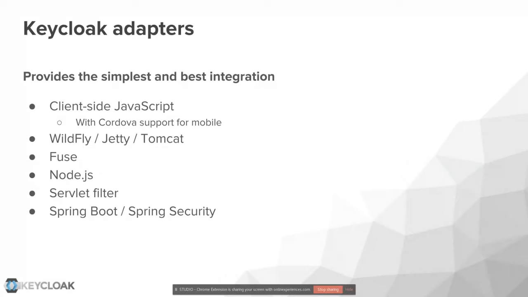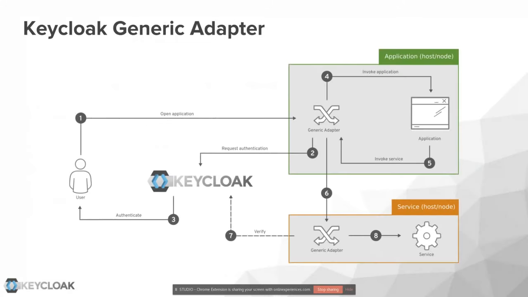Now, okay, so what do you do if we don't provide any adapters for you? Well, then we have the generic adapter. The way that works is that it sits as a separate process on the same host as your application and your service. We can see from this diagram that on one host we have the application, and alongside it, the generic adapter process. And then on a different host, we have the service, which again has this separate process for the generic adapter.